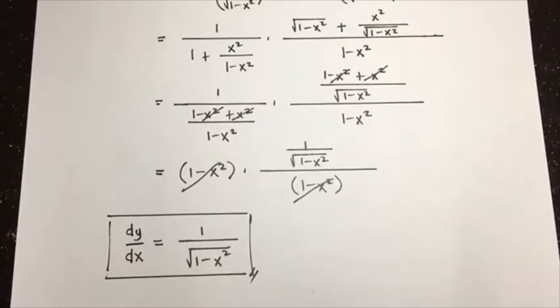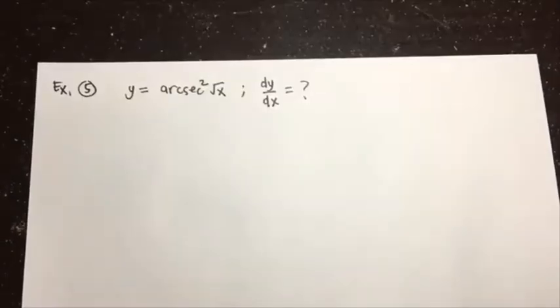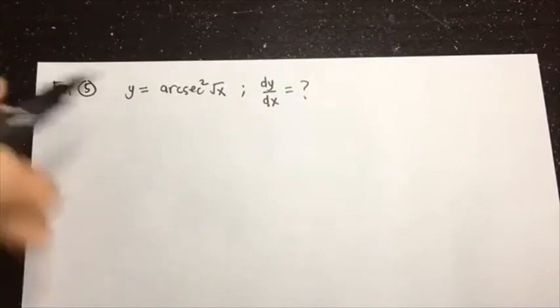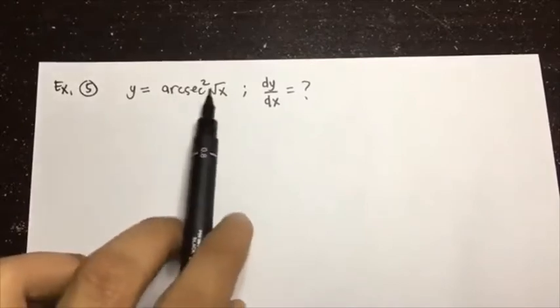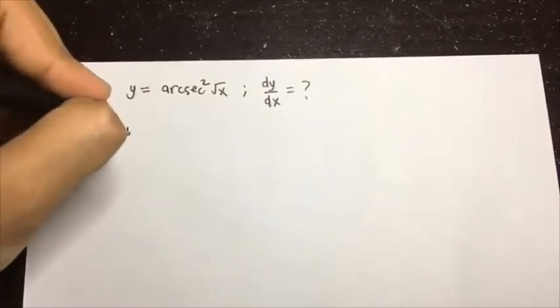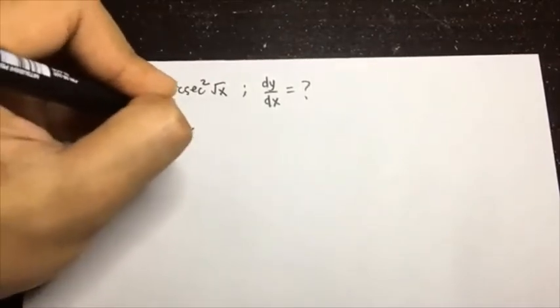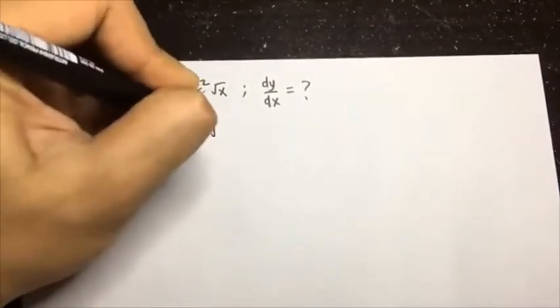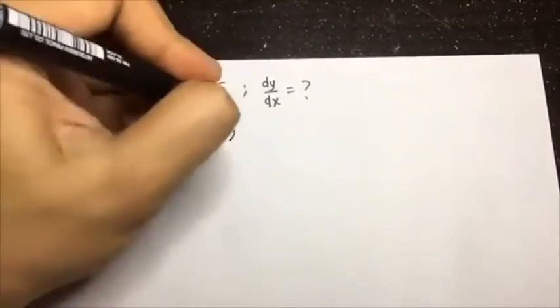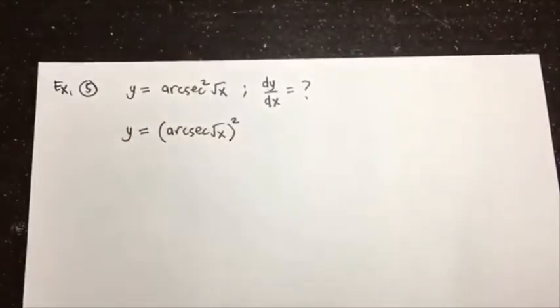So let us have one last problem. Okay, so for our final problem, y is equal to arc secant squared of square root of x, then dy over dx is equal to, okay, so arc secant squared of x, that is simply arc secant of square root of x, squared.